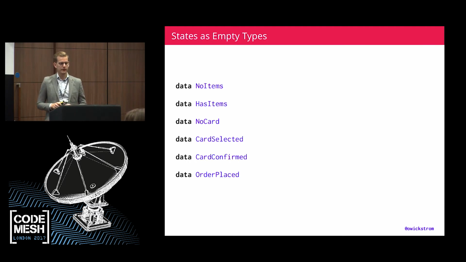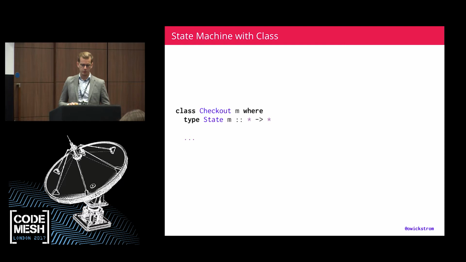So we define our states as empty data types in this model instead. These data types have no constructors, so there are no values inhabiting those types. And we will write our checkout type class, which will contain all the events and their state transitions. And it has this associated type state of M, which has kind star to star.